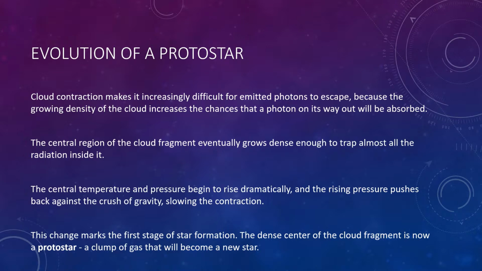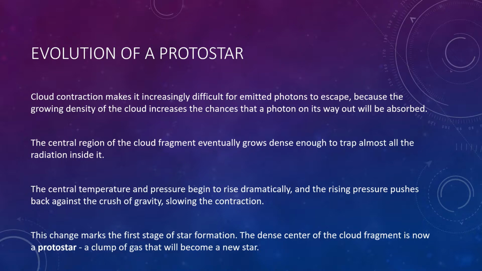Cloud contraction makes it increasingly difficult for emitted photons to escape, because the growing density of the cloud increases the chances that a photon on its way out will be absorbed, leaving the absorbing molecule in an excited state. Collisions between the excited molecules and other molecules can then change the absorbed photon's energy back into thermal energy, which prevents it from escaping the cloud. The central region of the cloud fragment eventually grows dense enough to trap all of the radiation inside of it.